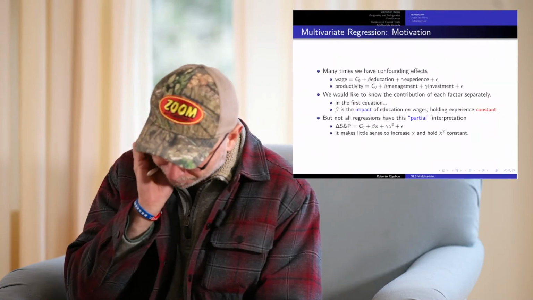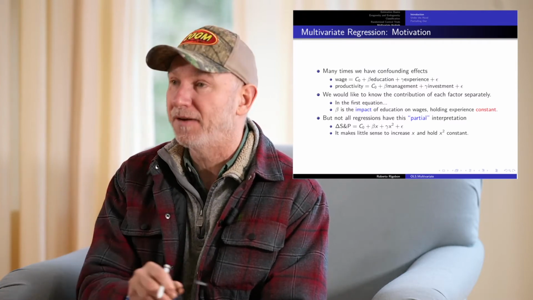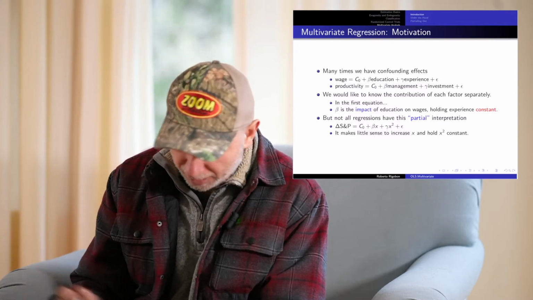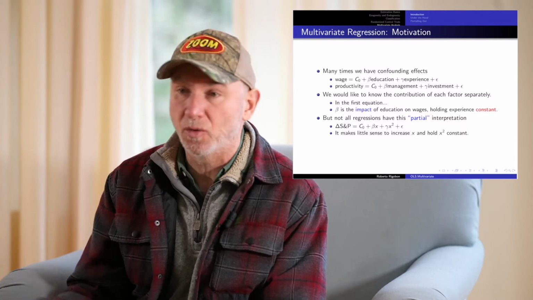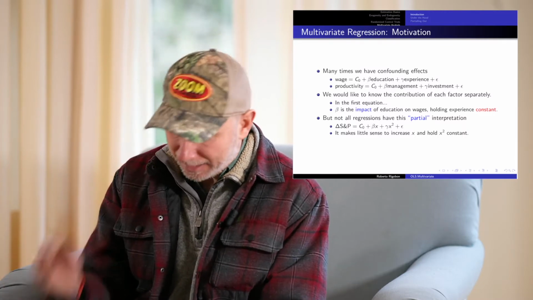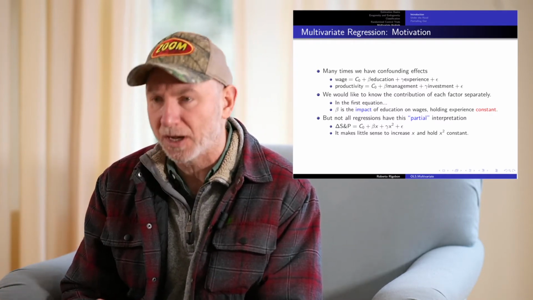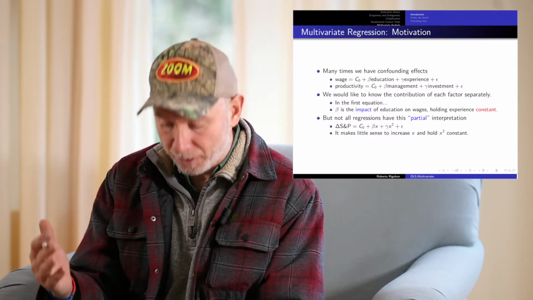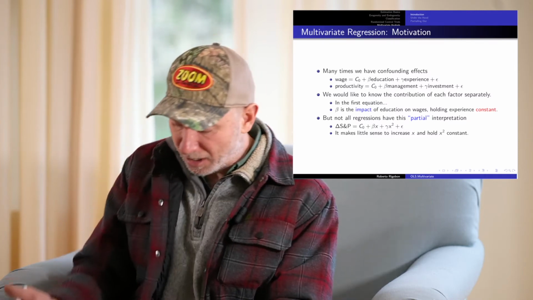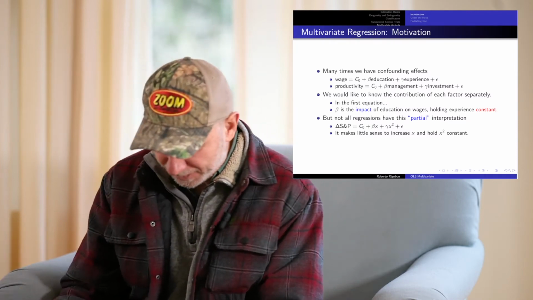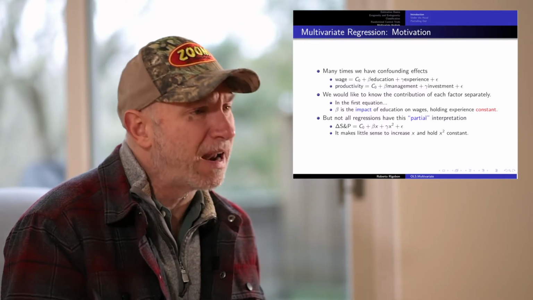Okay, so the first is that multivariate is extremely useful because it is very common that you have confounding effects. It's very common that you want to understand the impact of education and experience on wages. And it is an issue that education and experience are related to each other. So what we would like to do is to understand the impact of education alone on wages by keeping experience constant. The same with productivity of a company. How important are managers, how important is investment. So we would like to know the contribution of each variable independently.